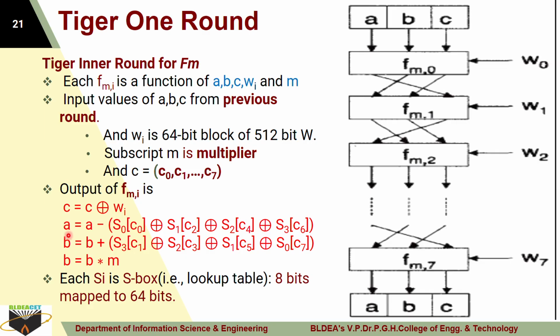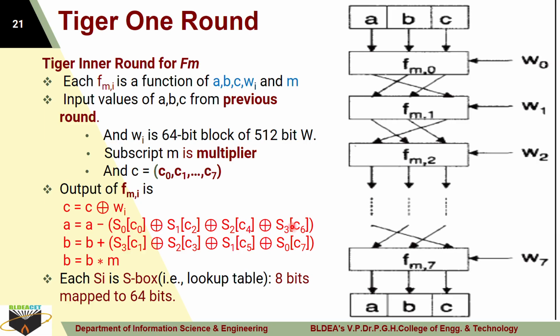Then what is the value of A? A equals A minus S0, S1, S2, S3. All these are the substitution blocks; this is the lookup table, and with the help of the lookup table you are substituting the blocks. For substituting the blocks, which values do you use? C0 for S0, C2 for S1, C4 for S2, and C6 for S3.